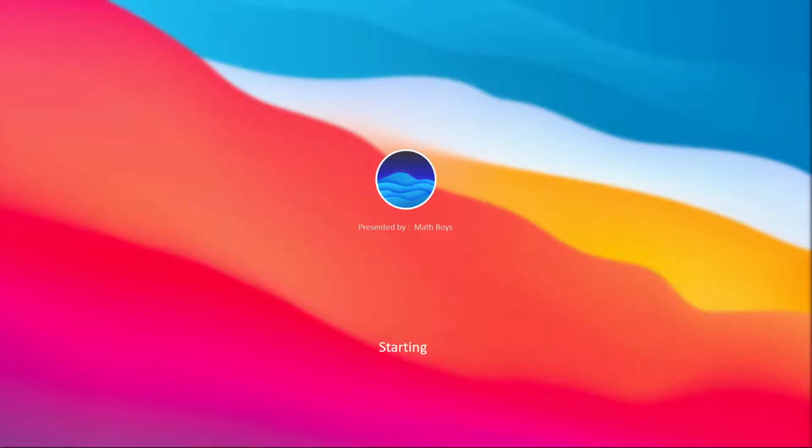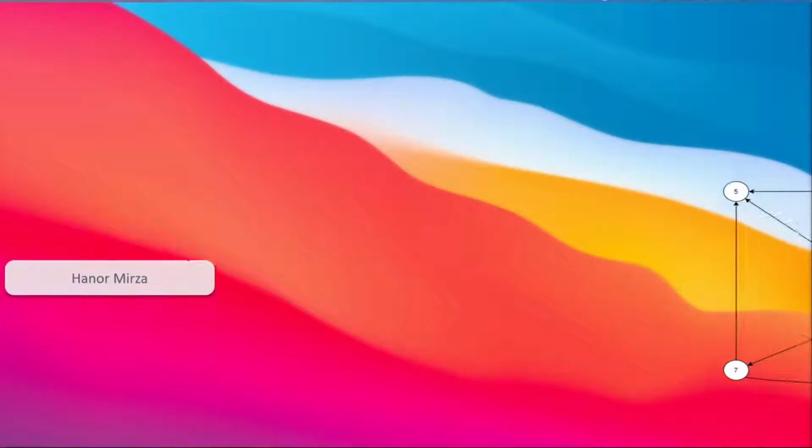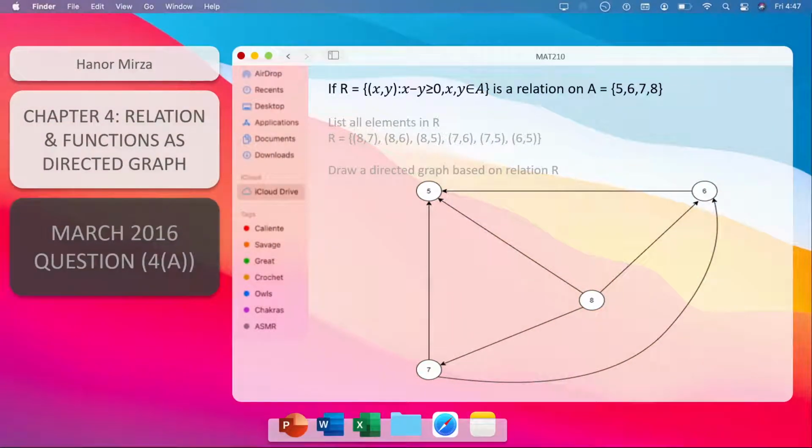So for today, we are going to be explaining about chapter 4 and chapter 5 in syllabus MAT210. So now I'll be going to pass to Hanumiza to be explaining about chapter 4, relation and function as directed graph.